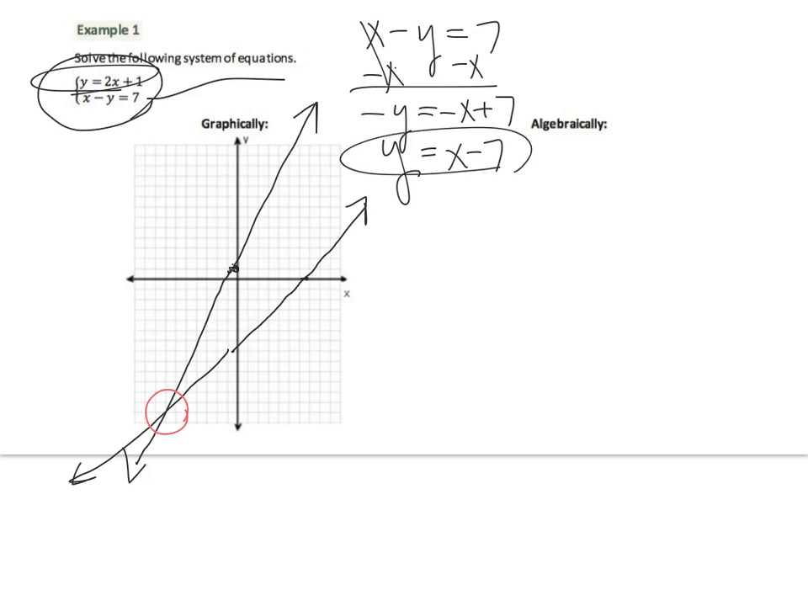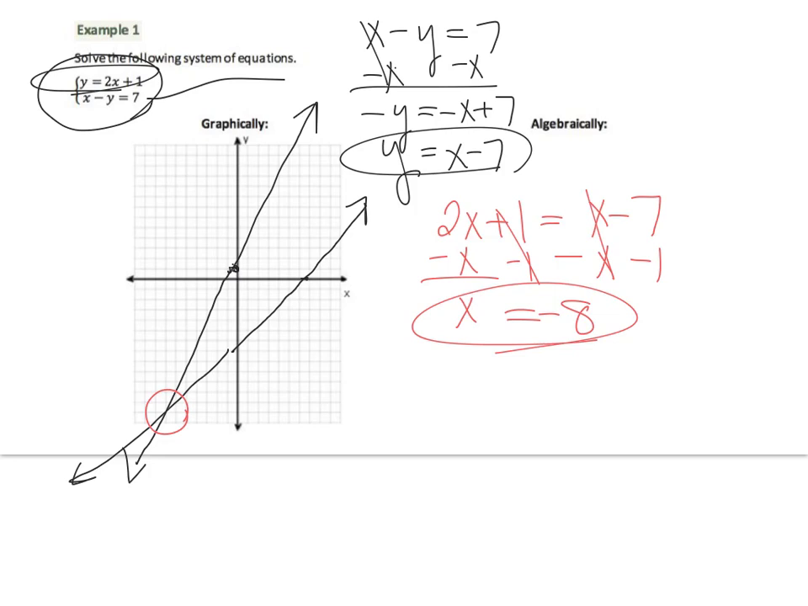They're both set equal to y, so I'm going to set those equal to each other, since I'm trying to find where they are equal, the ordered pair where they're equal. I can solve them both for y, set them equal to each other, and then solve. So subtract x from both sides. Subtract 1 from both sides, I have x equals negative 8.